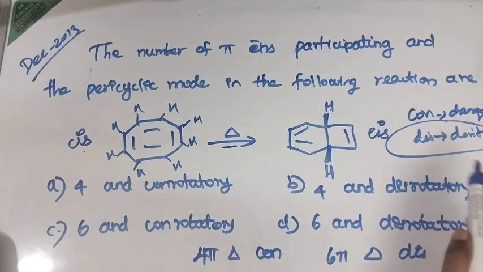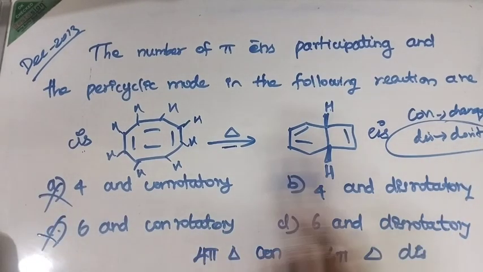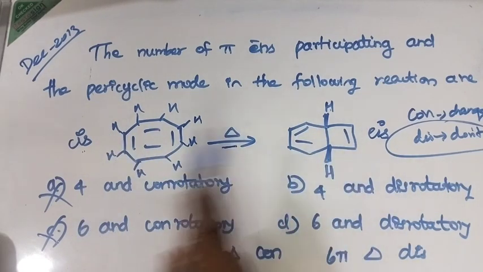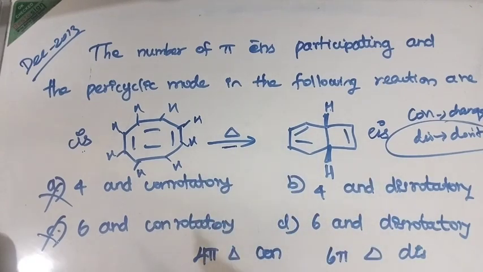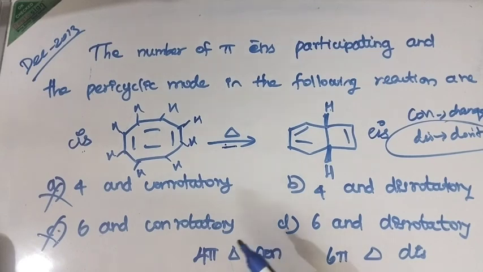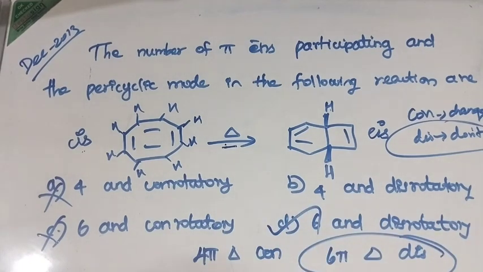Okay, disrotation. Simply by knowing this you can eliminate these two options. First of all, see the configuration of the reactant and the product, both have this configuration. Then the stereochemistry hasn't changed, which means it is undergoing disrotation. Okay, then thermal condition. Under thermal condition, will 4 pi electrons undergo disrotation or 6 pi electrons? It is 6 pi electrons, correct? So 6 pi electrons under thermal condition will undergo disrotation, which means the option is D. Very simple, right? This is how you have to solve the problem.